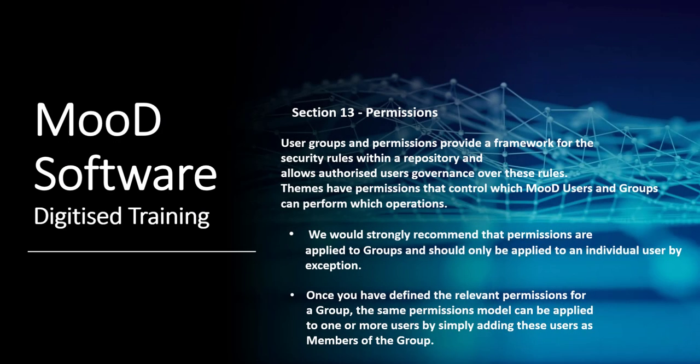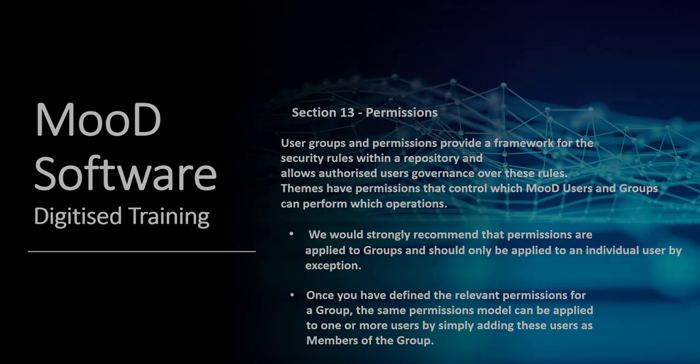Section 13b. User groups and permissions. User groups and permissions provide a framework for the security rules within a repository and allow authorized users governance over these rules. Themes have permissions that control which users and groups can perform which operations. We would strongly recommend that permissions are applied to groups and should only be applied to an individual user by exception. Hence, once you have defined the relevant permissions for a group, the same permissions model can be applied to one or more users by simply adding these users as members of the group.